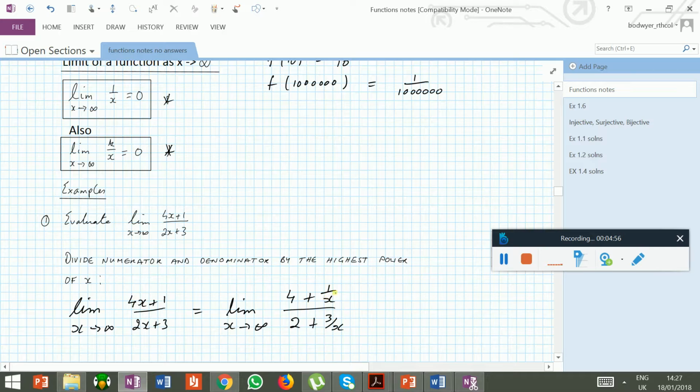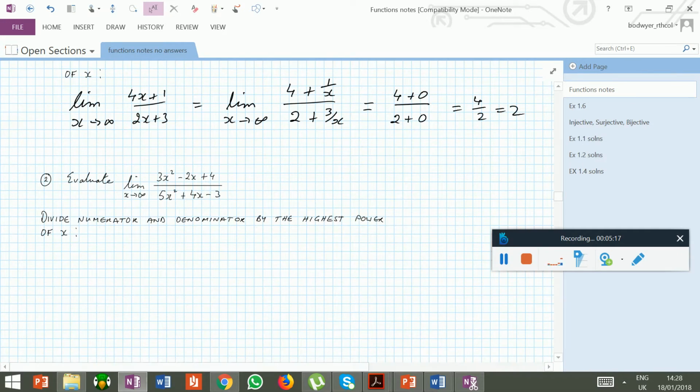Now, we've said already that as x tends to infinity, that becomes 0, and this becomes 0. So you just end up simply with (4 + 0)/(2 + 0). 3 over infinity is still basically 0. So you end up with 4/2, which is a 2.